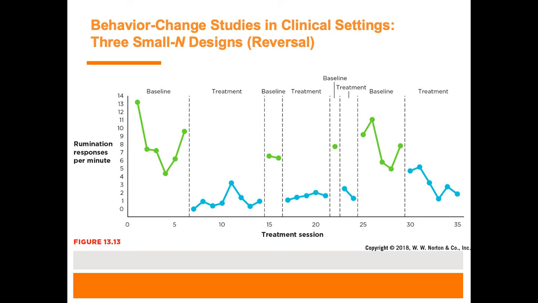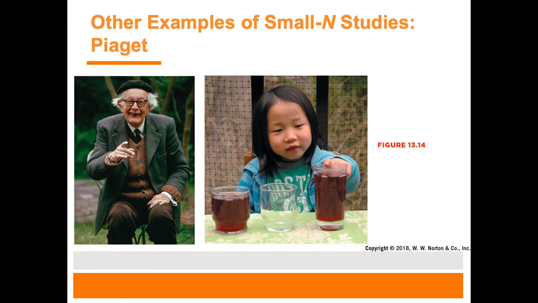So you can look to see how the behavior returns, let's say nail biting or rumination or something, and then with treatment, how we can return that behavior back down to a lower level. So we can call this multiple baselines in treatment conditions, or what they call reversal designs sometimes with these small n designs.